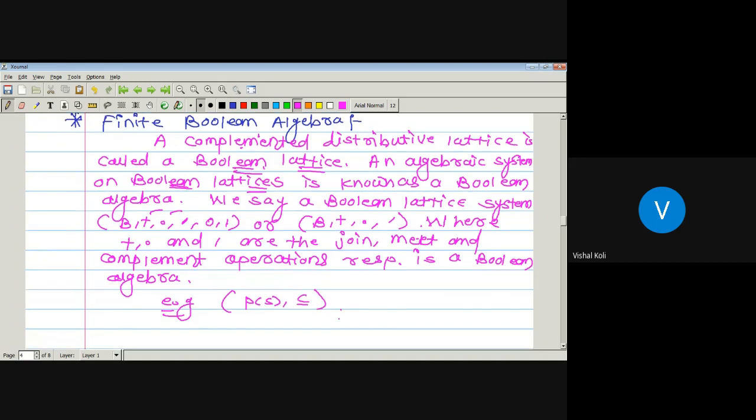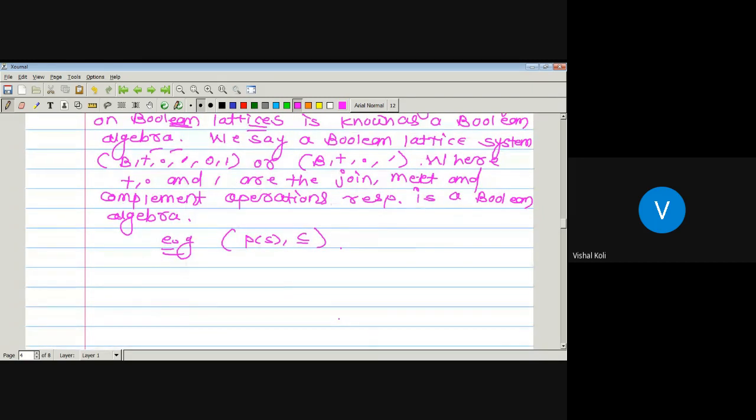As it is a poset, we have proved that it is a lattice. If we take S as finite, then the power set of S has 2 raised to n elements, if the set S has n elements, and it is closed under both the operations join and meet. Join works as union, and intersection works as meet. That is, A intersection B is the greatest lower bound of two subsets A and B, and A union B is the least upper bound of the two sets A and B.